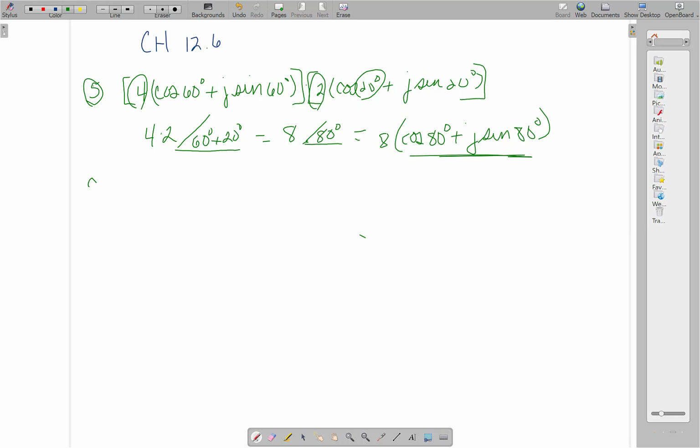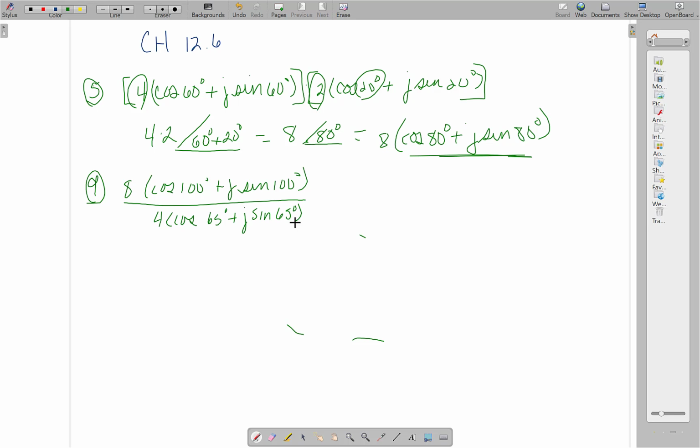Okay, let's jump to problem number 9. I leave 7 for you to try. In problem number 9, the directions say perform the indicated operation and leave the result in polar form again. Okay, so we have 8 times the cosine of 100 degrees plus j times the sine of 100 degrees, all divided by, this time we're dividing, 4 times the cosine of 65 degrees plus j sine of 65 degrees.